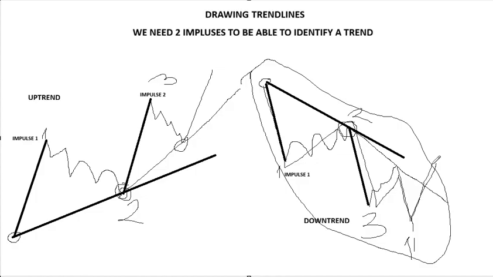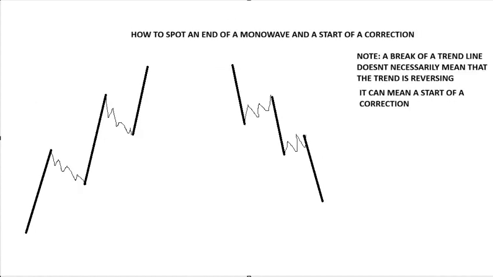The break of the trend line doesn't mean that price is reversing. This basically means that this is the start of a correction before another push to the downside. All right, let's get deeper into that. So let's talk about how to spot an end of a mono wave and the start of a correction using trend lines. Just as a recap, we understand that this is a mono wave, and this is also a mono wave, and this is as well a mono wave.